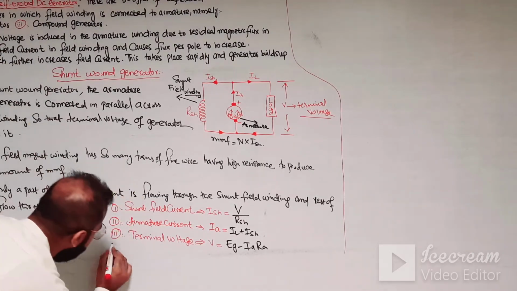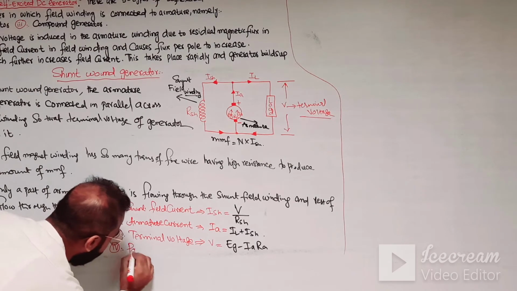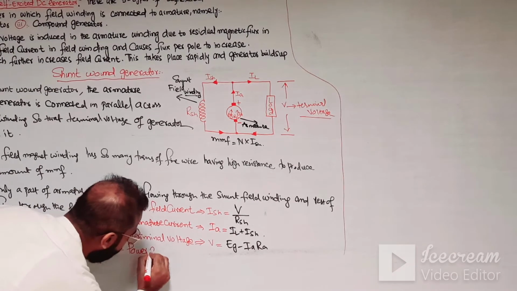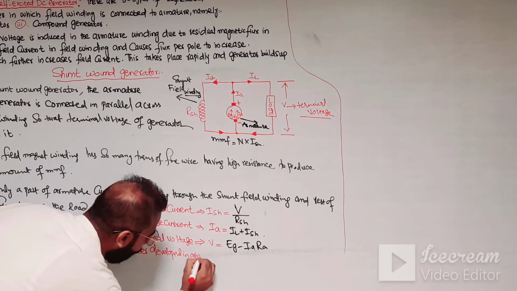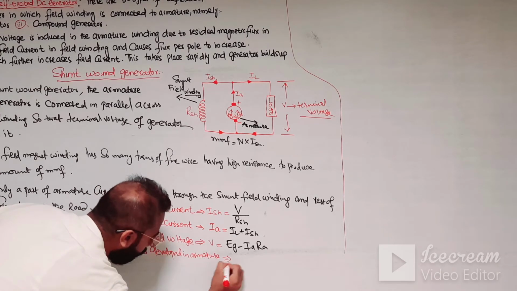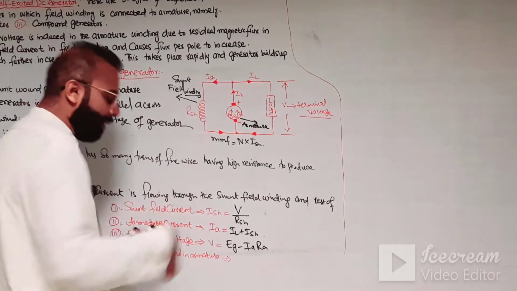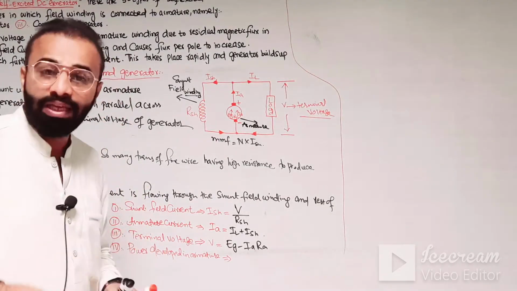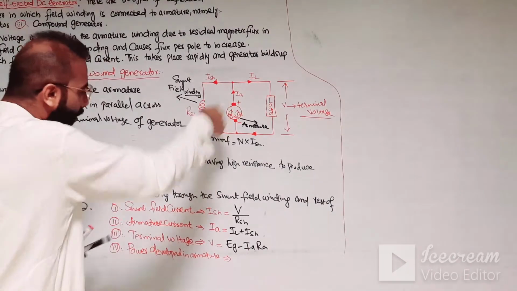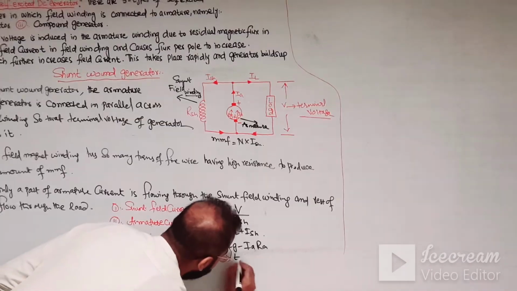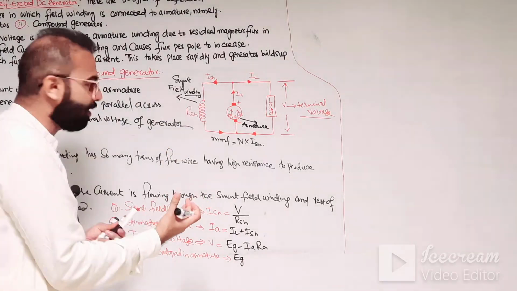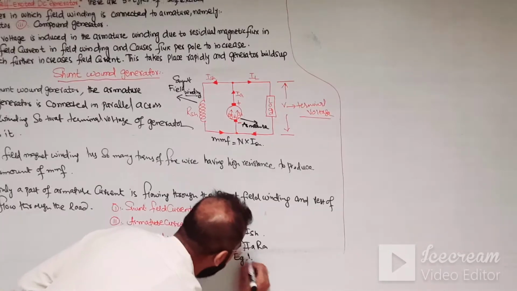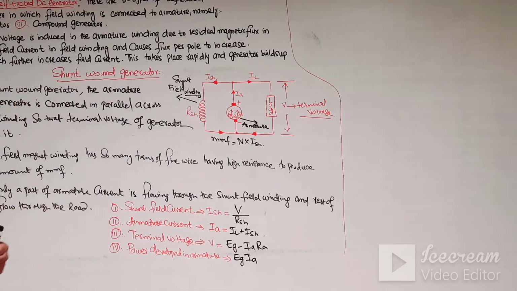Number four is the power developed in armature. The power developed in the armature is the product of V and I. Here it is the product of Eg, the generated EMF in the armature conductors, multiplied with the armature current. So this is the power developed in the armature.